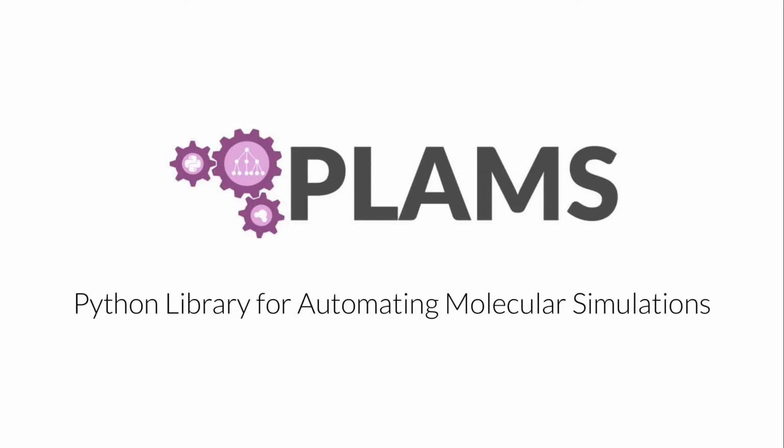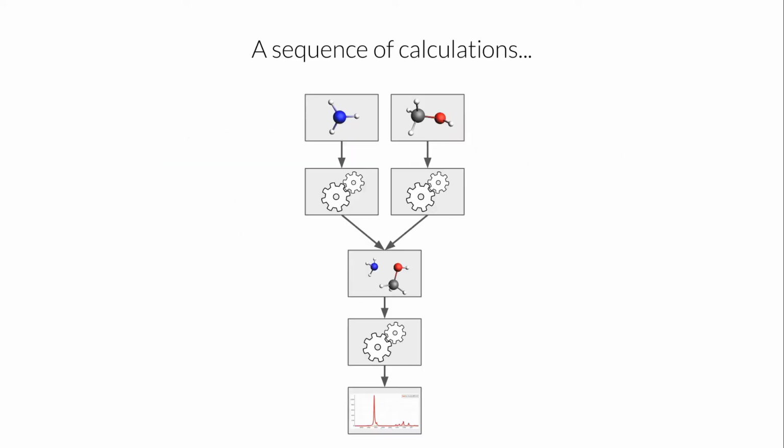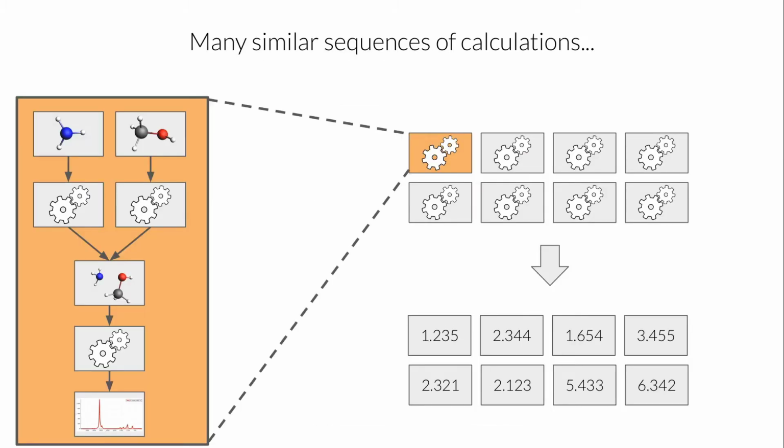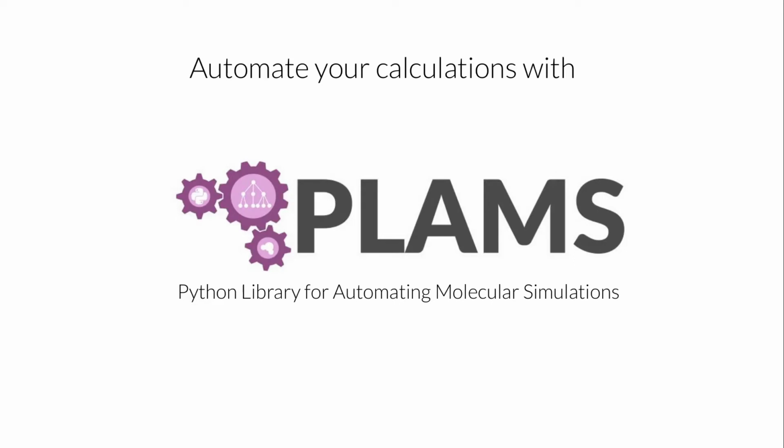In your research, you probably have to run many molecular simulations to obtain the chemical or physical insight you are after. You might have to run a sequence of calculations, or you might have to run many similar calculations, or perhaps many similar sequences of calculations. In such situations, it might be possible to automate the procedure using our Python library PLAMS.